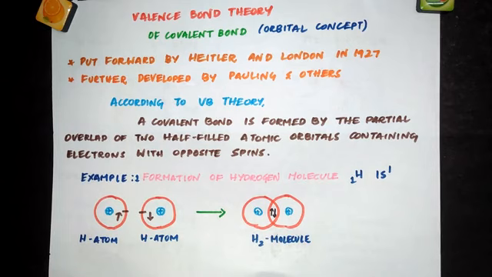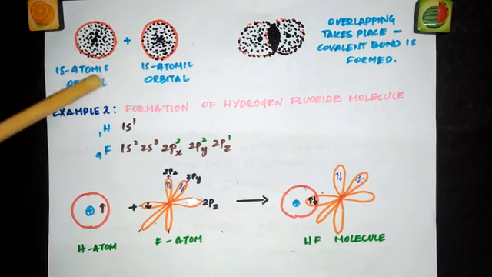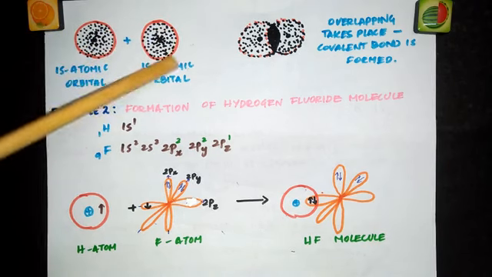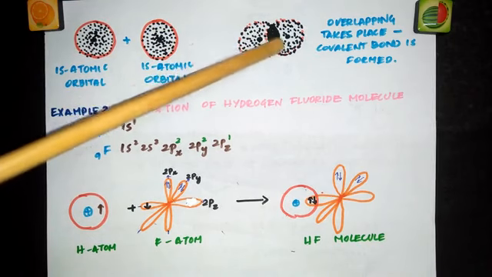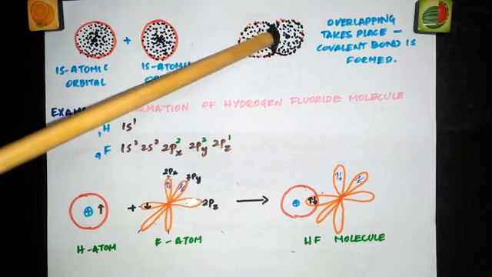This is the picture given by the valence bond theory. See, this is the 1s atomic orbital of one hydrogen atom, and this is the 1s atomic orbital of another hydrogen atom. This is the region where they overlap and a covalent bond is formed.